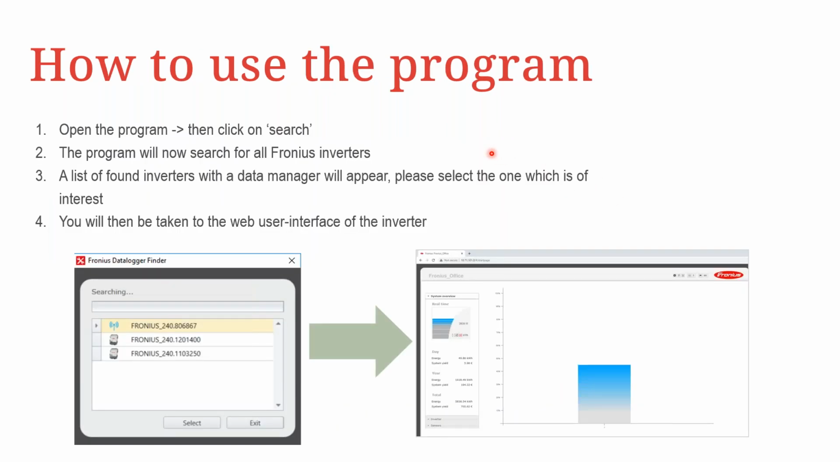So how to use the program? Once you have downloaded and installed it, you click on search. The program then searches for all Fronius inverters. All inverters that have been found with the data manager will appear. And then from there, you can select whichever you are interested in. Once you click on a particular Fronius data manager ID, it will automatically take you to the web user interface. This is the landing page of the web user interface. From there, you can quickly see what the production is like for that particular inverter.